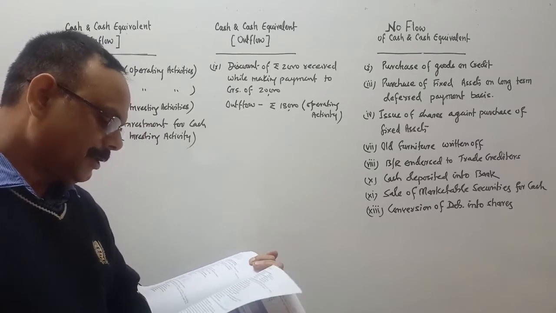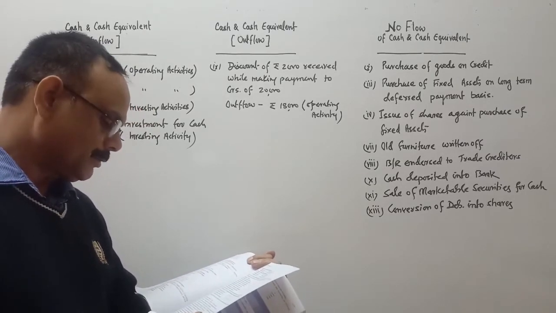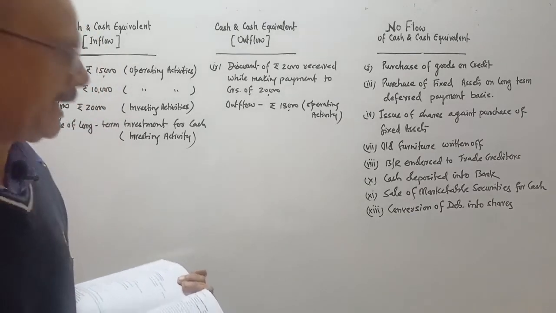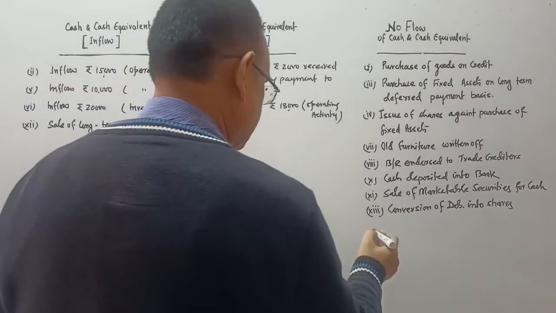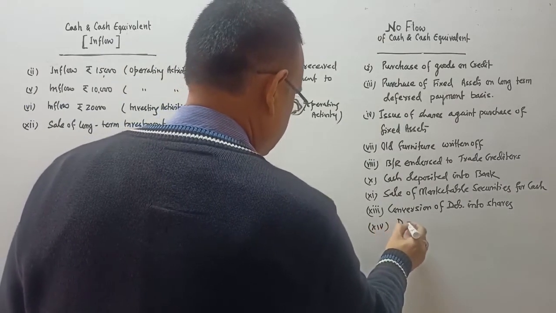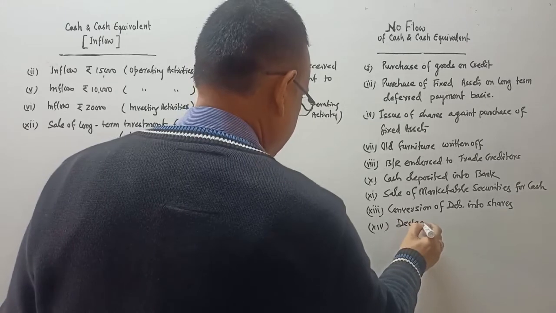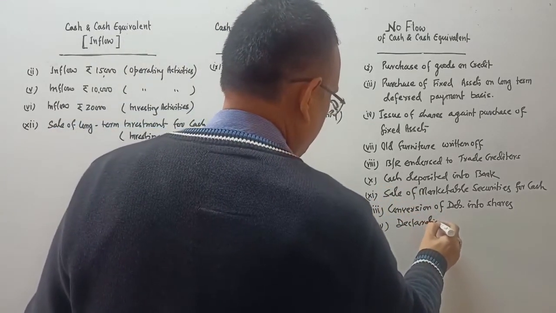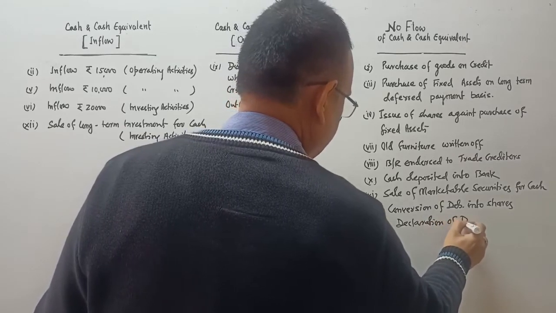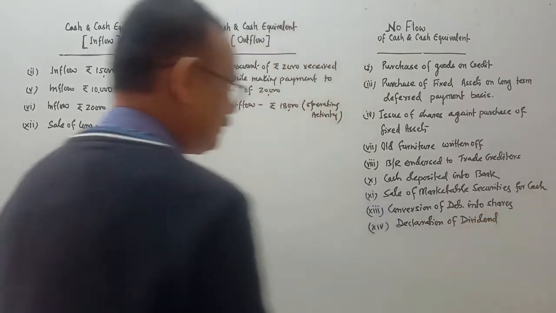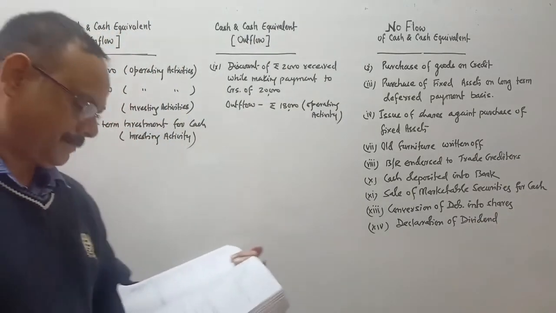Next is declaration of dividend. When we declare the dividend, there is no flow of cash. It is only a declaration of dividend. Declaration means no flow of cash because the dividend is not paid. So declaration doesn't affect the flow of cash.